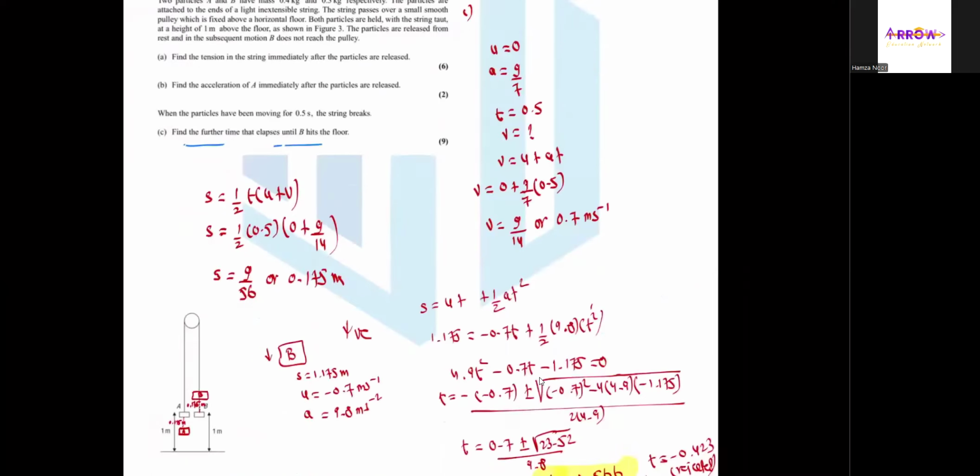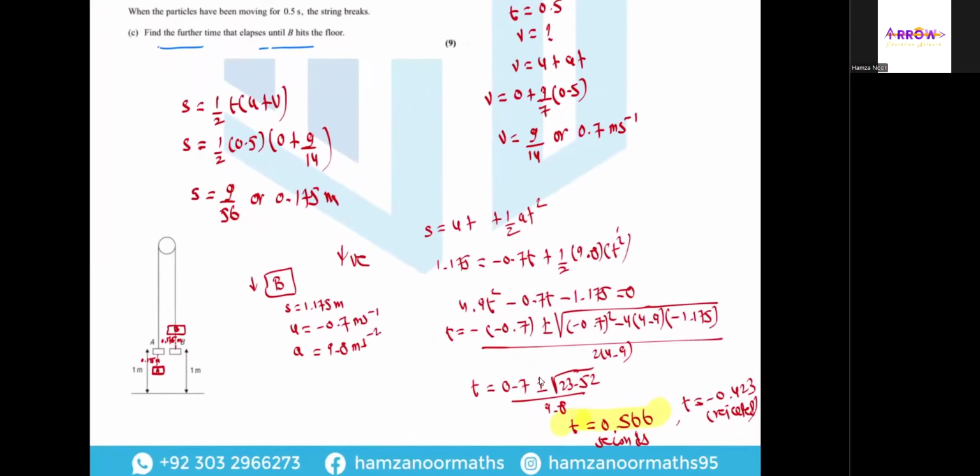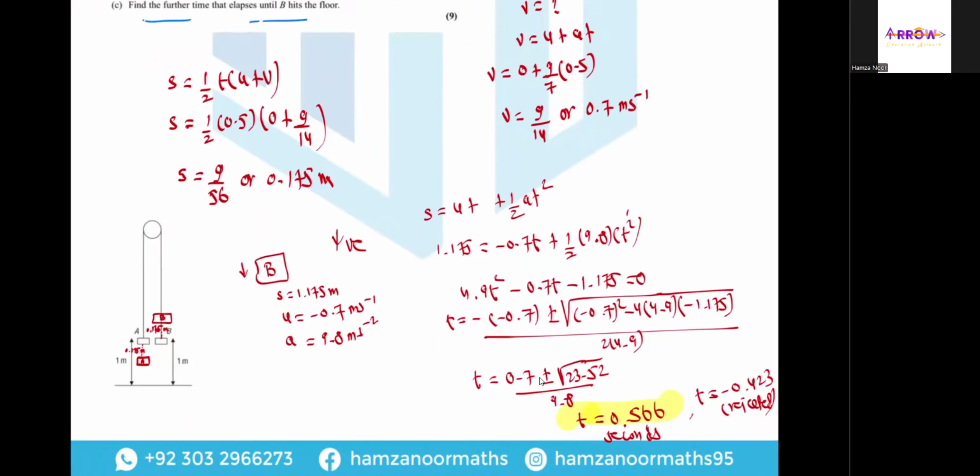Now I am going to see the total distance which particle B will cover when it falls on the ground. So the total distance would be 1 plus 0.175 meters. This makes sense or not? So the total distance over here is 1.175 meters. And here, when particle B is falling under the motion of gravity, I have taken the downward direction as positive. So displacement would be positive 1.175 meters.